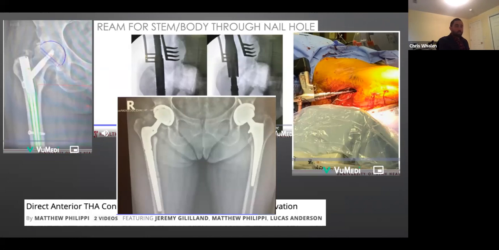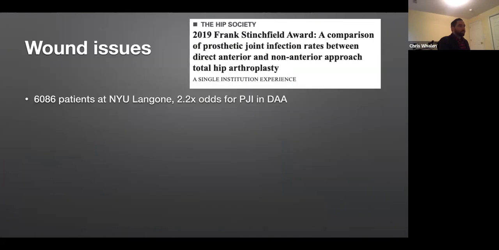And I think as you get more experience, it may make more sense to do some of this. They felt like they were able to maintain the posterior capsule and still bypass the screw hole, get a good stem, and use fluoro easily. So it can be done, not necessarily advocating it.